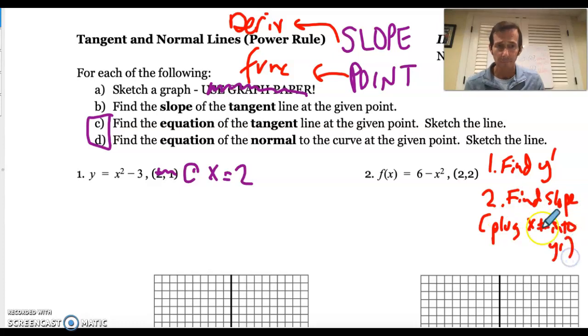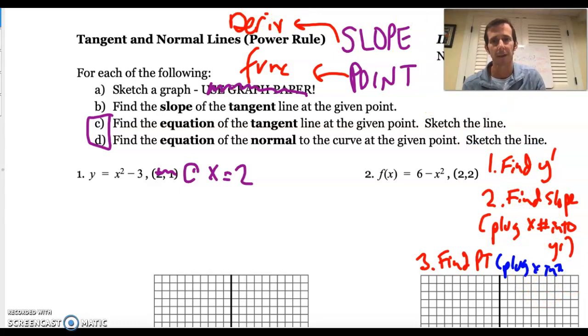All right, then I know the slope. 3, find point. And this is where things get a little bit tricky because now I've got to plug x into my original function. All right, and this doesn't make sense when I write it as plug x into y. So I'm going to erase that. That's why I like the function notation a little bit better. Plug x into your function, not your derivative.